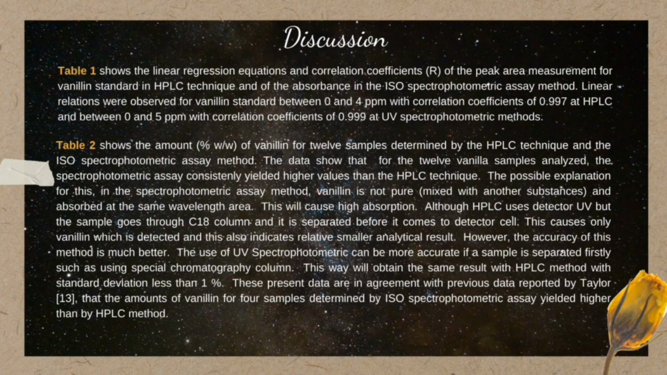The use of UV spectrophotometry can be more accurate if a sample is separated first, such as using a chromatography column. This way will obtain the same result as the HPLC method with standard deviation less than 1%. These present data are in agreement with previous data reported by Taylor that the amount of vanillin for 4 samples determined by ISO spectrophotometric assay yields higher than by HPLC method.